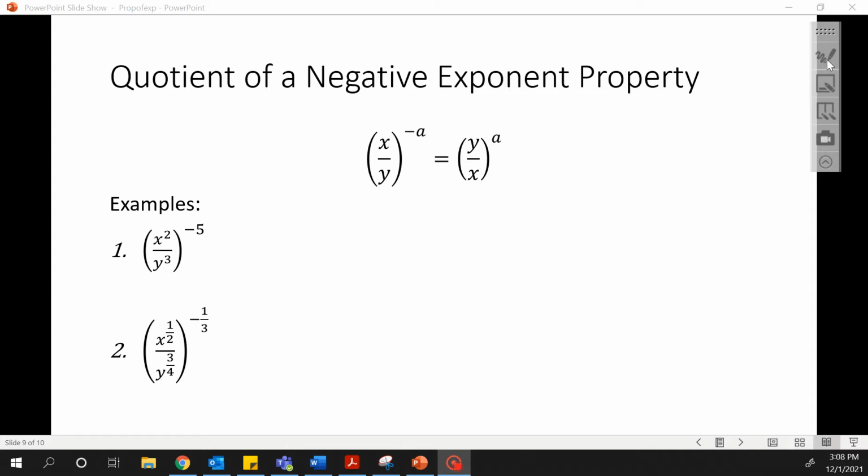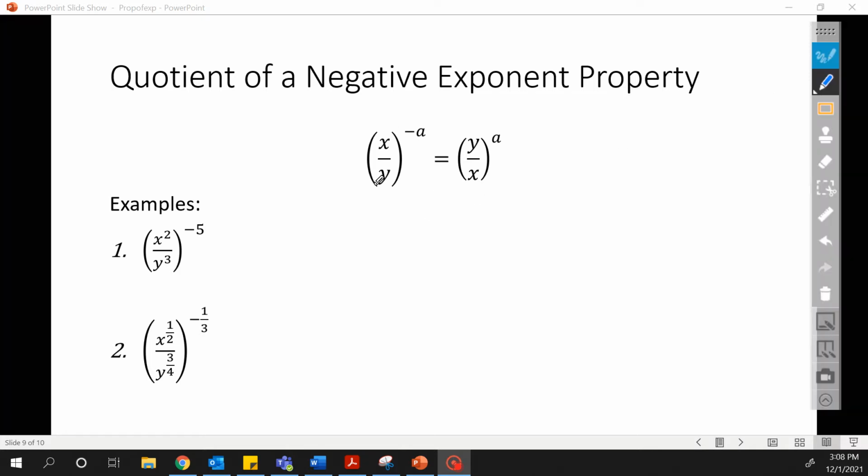Quotient of a negative exponent property. So this has to do when you have a negative on the outside and you have numerator and denominator. Essentially, you can turn that negative on the outside into a positive just by flipping the numerator and denominator. So x over y to the negative a would be y over x to the positive a. You can just switch the entire numerator and denominator. So for example, x squared over y cubed raised to the negative 5th power, I could just swap them, y cubed over x squared, and make that to the positive 5th power.